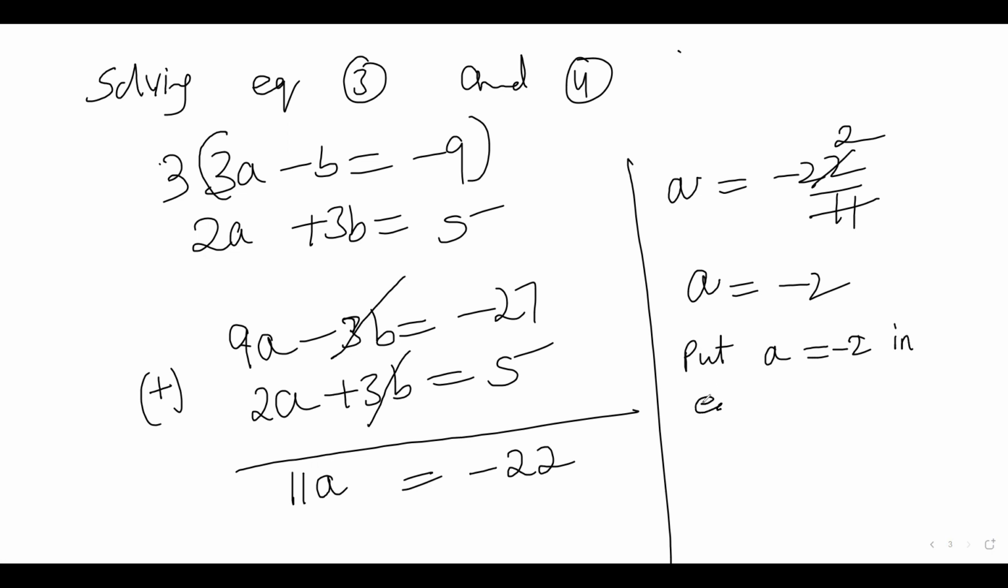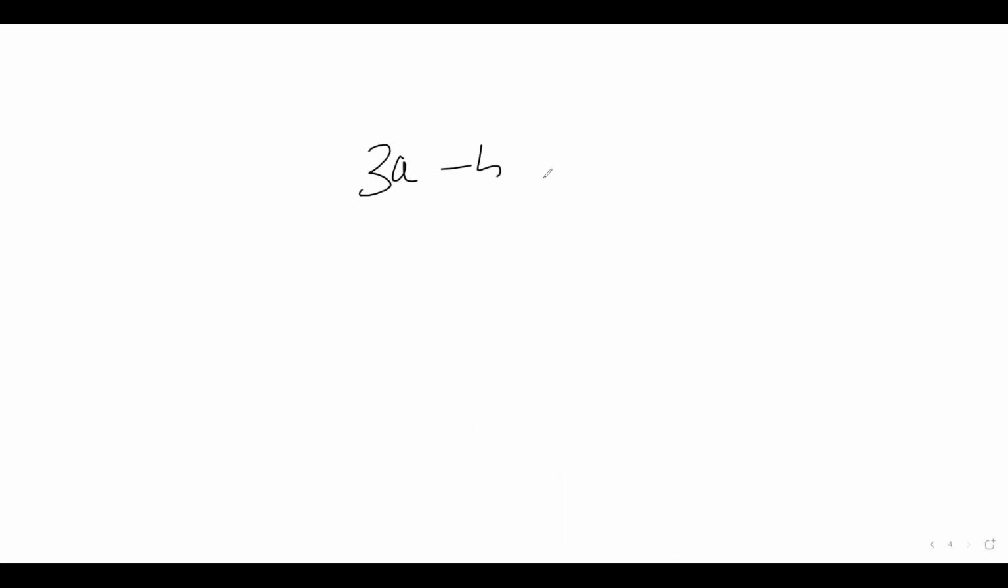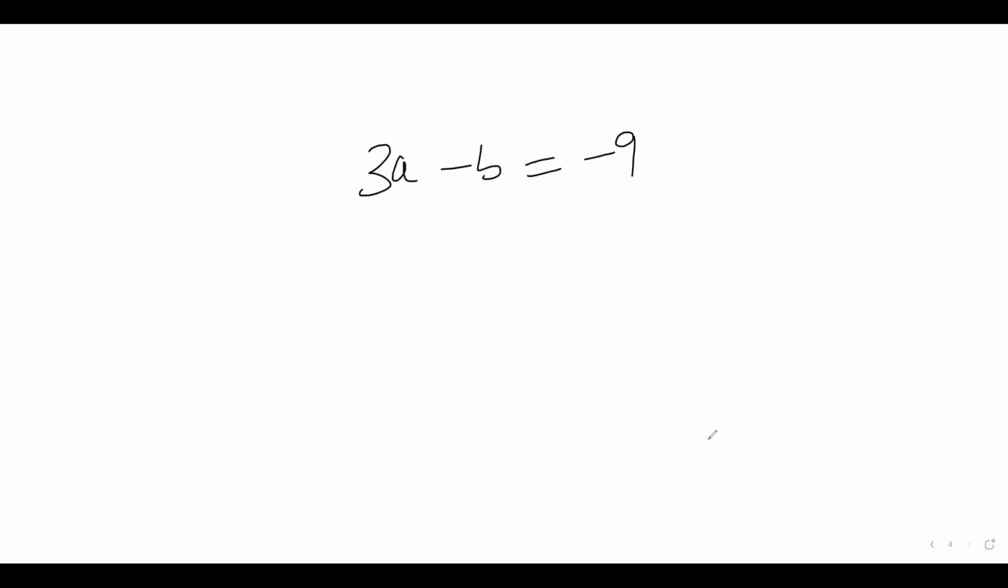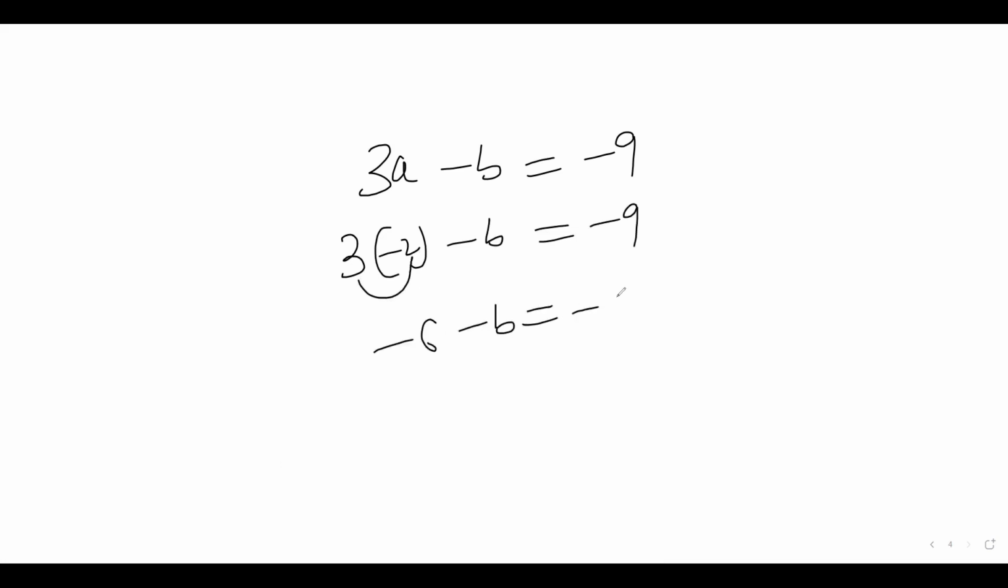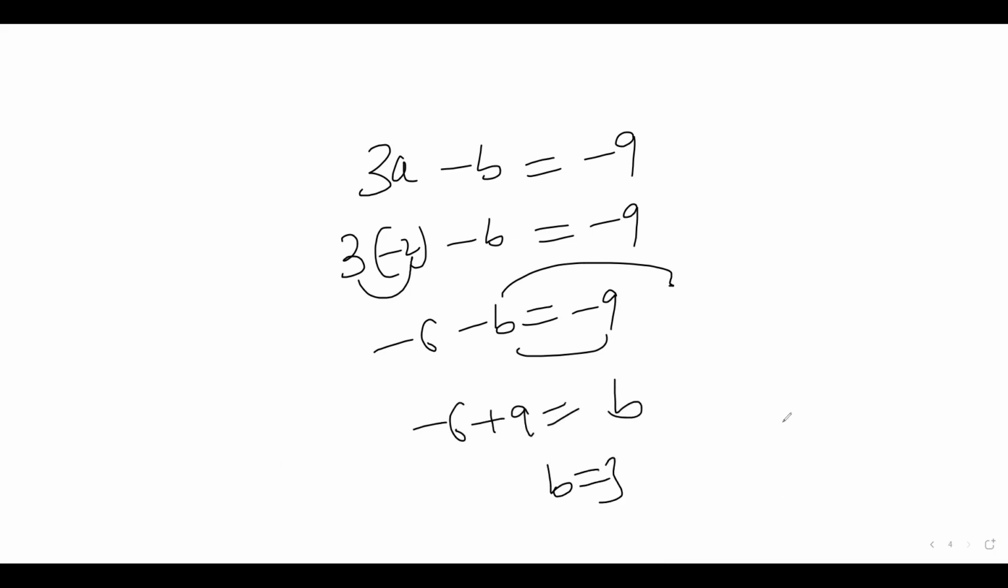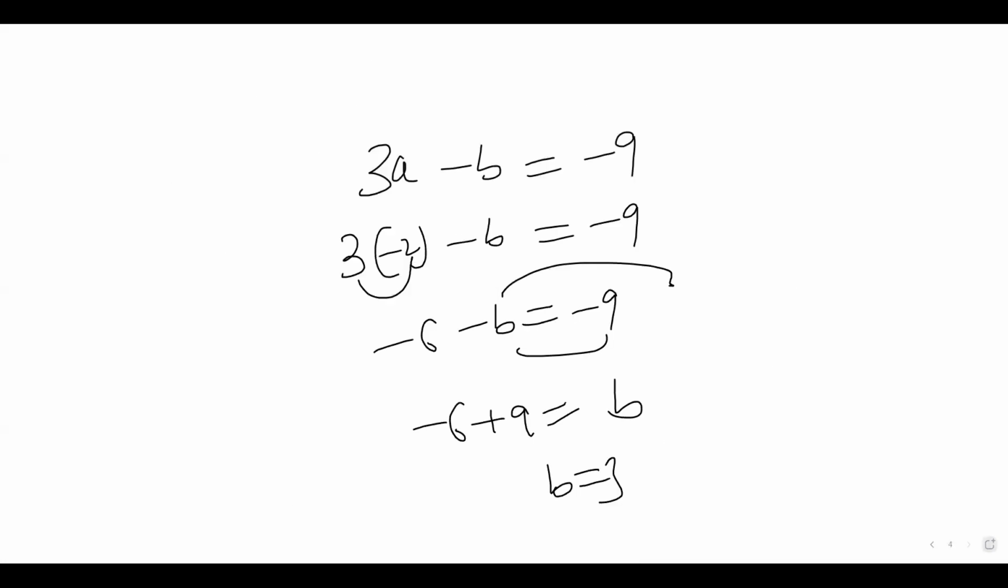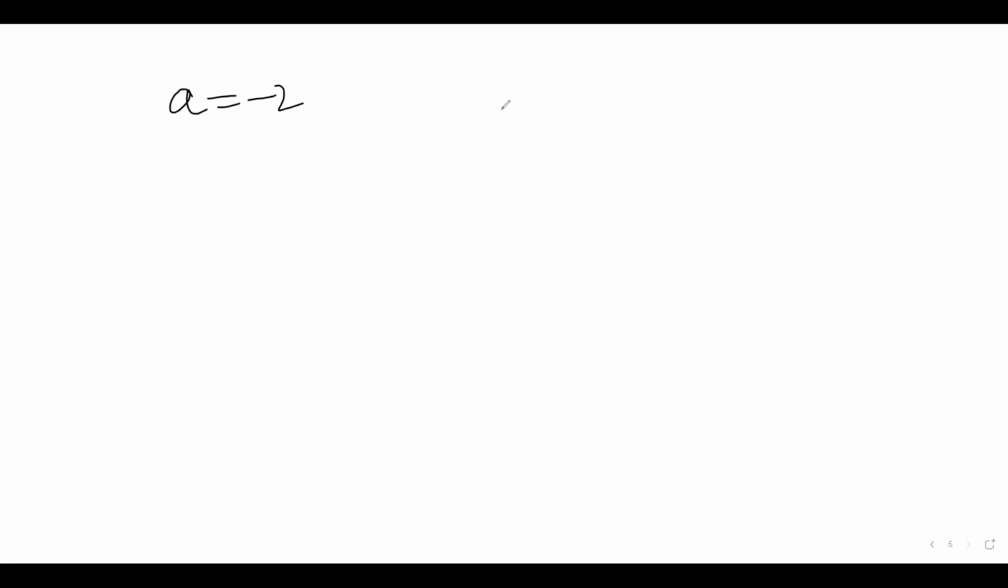Put a is equal to minus 2 in equation 3. What is equation 3? 3a minus b is equal to minus 9. We got a value as minus 2. 3 2s are 6. Transpose b and 9: minus 6 plus 9 is equal to b. b value is 3. So I got both a and b values. a is equal to minus 2, b is equal to 3.